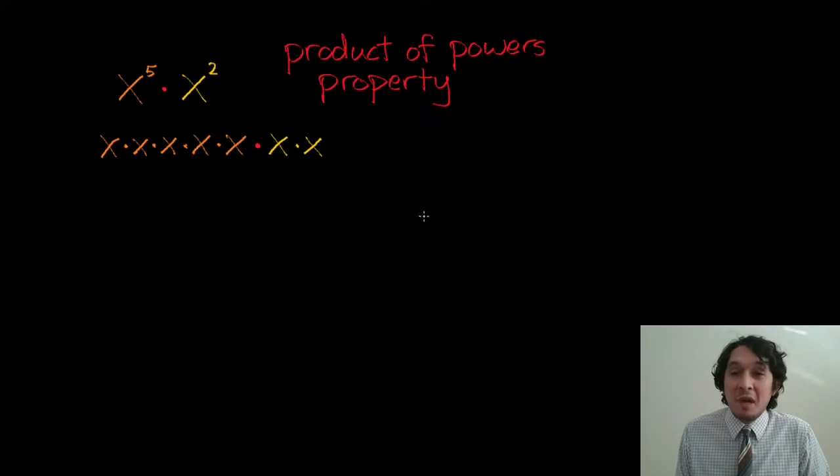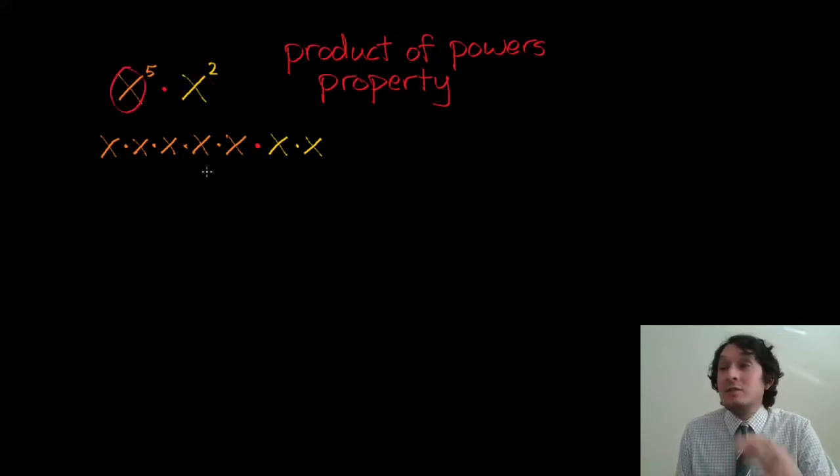And so we get to what I'm going to call the product of powers property. And what it states is that when you are multiplying the same base together, you can add the exponents of those bases. So if it's x times x, that's x to the power of 1 times x to the power of 1. Why don't I write that down?